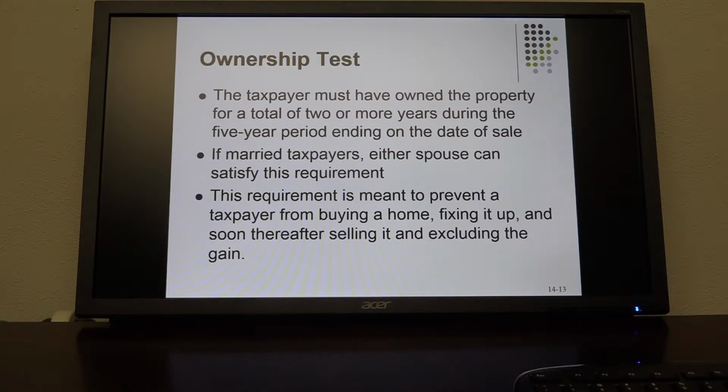So if you watch any shows on TV, DIY Network or what's the other one? Home and Garden TV, those shows about buying property and flipping them, those people are not going to be able to utilize this exclusion because usually they don't own it long enough, and even if they meet the ownership test, they still have to meet the other test, which usually is the biggest problem.